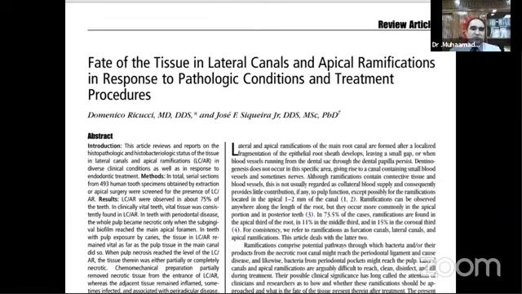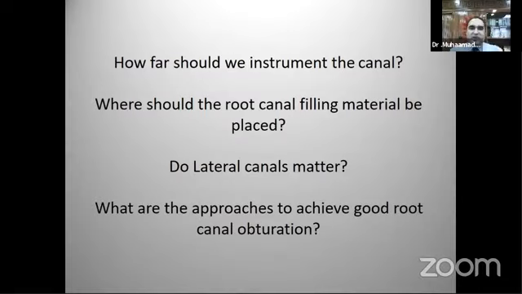This paper was presented by Domenico Ricucci, and I'm very happy that Dr. Ricucci is with us today so he can share his own experience in this field. He might be able to answer some of the questions that I prepared concerning how far should we instrument the canal, where should the canal filling material be placed, and do lateral canals really matter? And I would also like to share some experience from Dr. Diego Guerrier concerning his own experience with the approaches to achieve good root canal obturation.